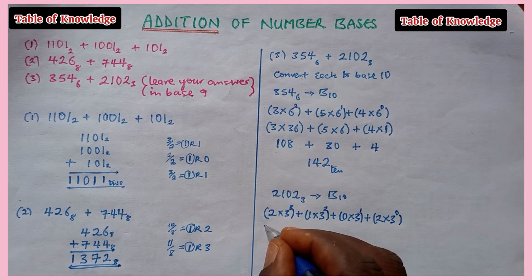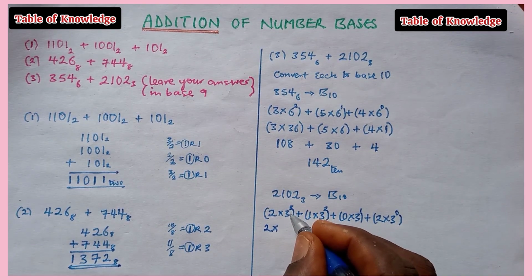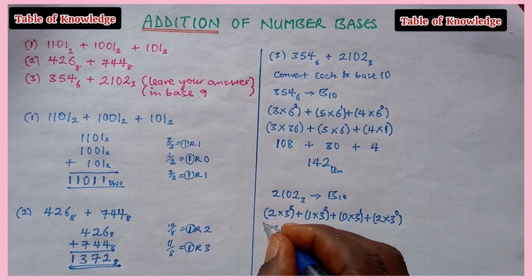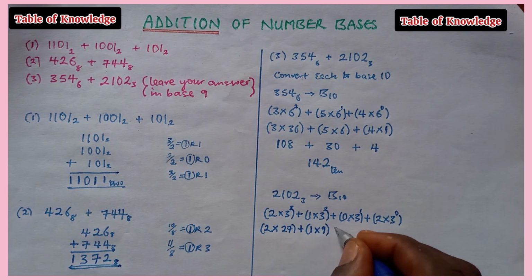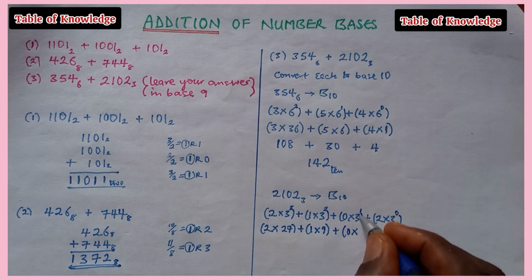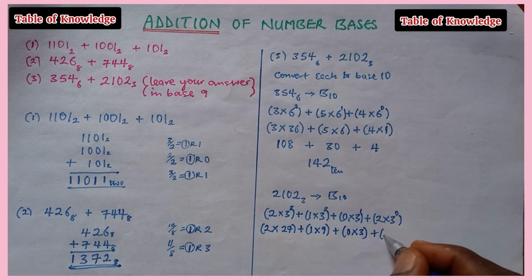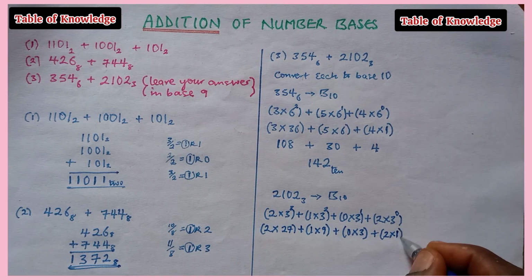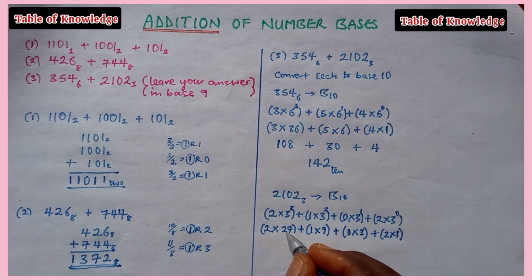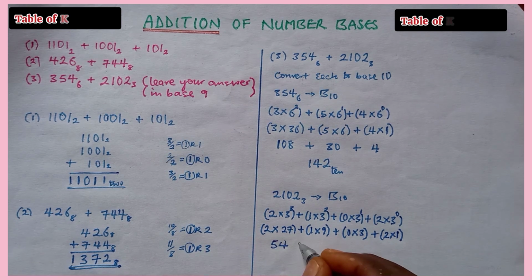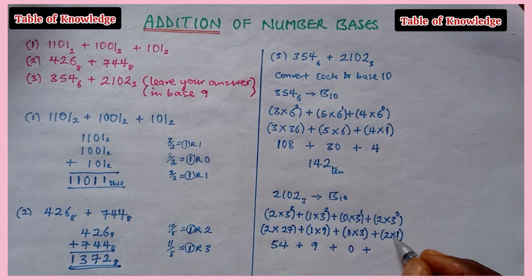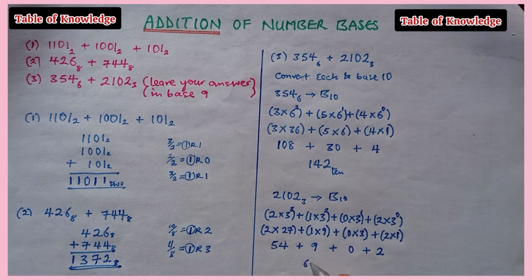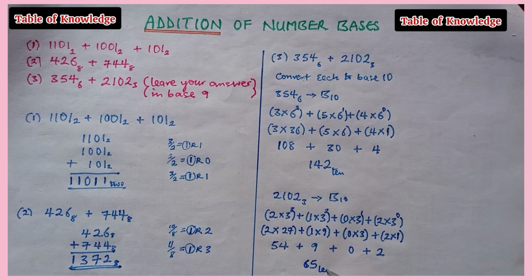So now we have 2 times 3 raised to power 3, which is 27, plus 1 times 3 raised to power 2 is 9, plus 0 times 3 raised to power 1 is 3, and then plus 2 times 3 raised to power 0, which is 1. Then 2 times 27 will give us 54. Here we have 9. 0 times 3 is 0. Then 2 times 1 is 2. We add all the numbers together and we have 65 in base 10.